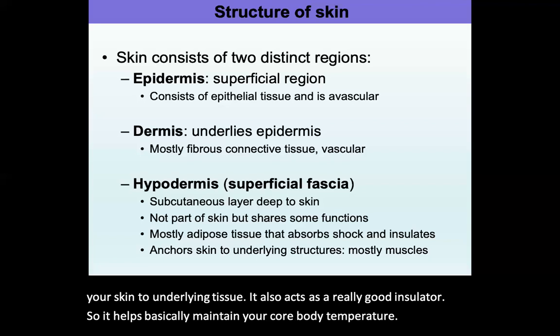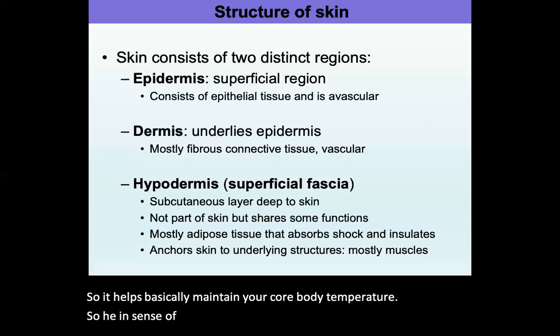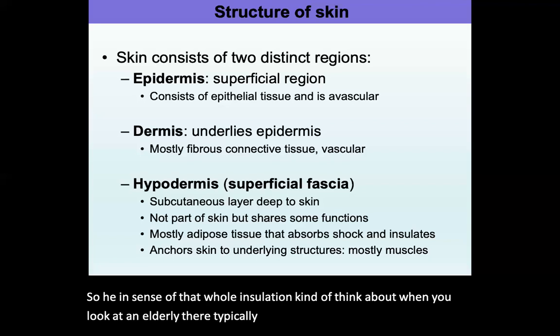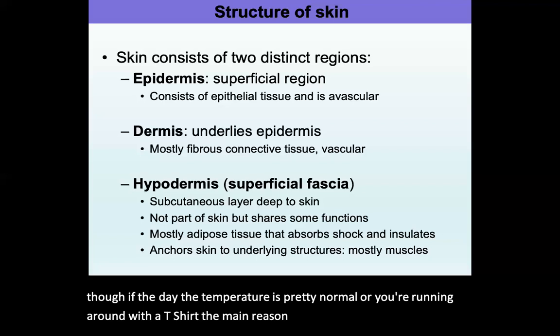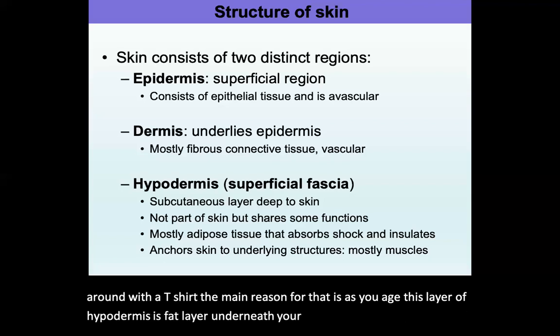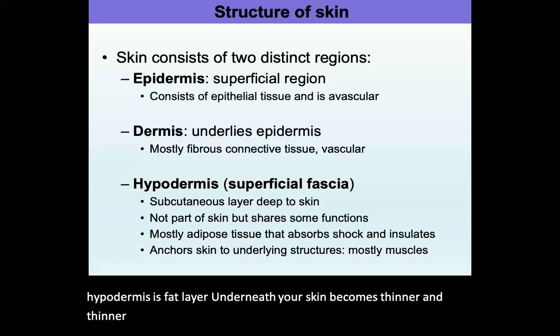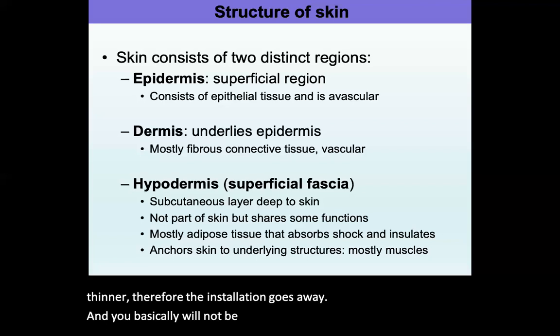In terms of that insulation, think about how elderly people are typically wearing multiple layers of clothing, even though the temperature is pretty normal, or you're running around in a t-shirt. The main reason for that is that as you age, this layer of hypodermis, the fat layer underneath your skin, becomes thinner and thinner. Therefore, the insulation goes away, and you will not be able to maintain your core temperature.